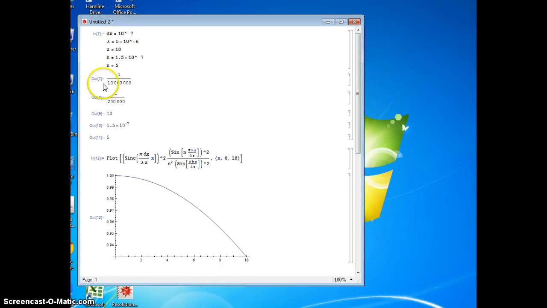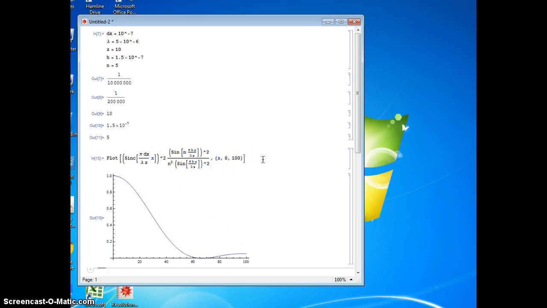Let's expand x out to 100 to see what happens. I'd bet we're going to lose most of our light. Oh yeah, we do. At about 60 we lose it, but this bump is kind of interesting. Why all of a sudden do we bounce back up, just ever so slightly? So anyway, that is an example of how to do a grating problem.